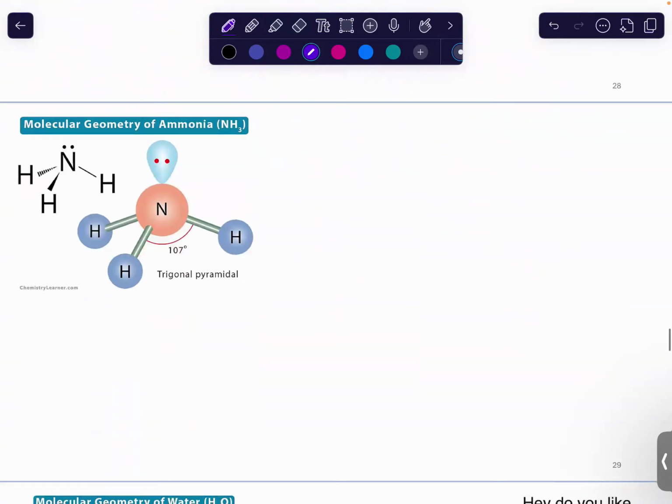Ammonia. Okay, well, ammonia is an AX3E. You have the A, which is the nitrogen. The 3 hydrogens are your X's, and your lone pair, that's your E. So N plus M equals 4. So the electron geometry is tetrahedral.